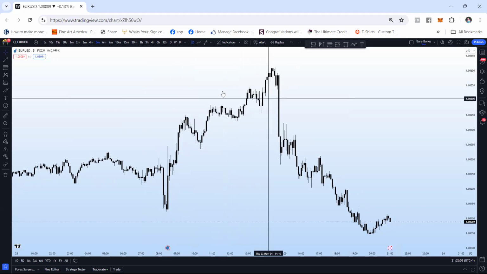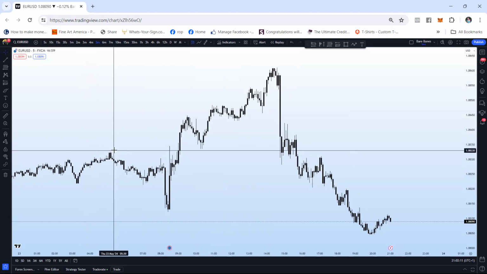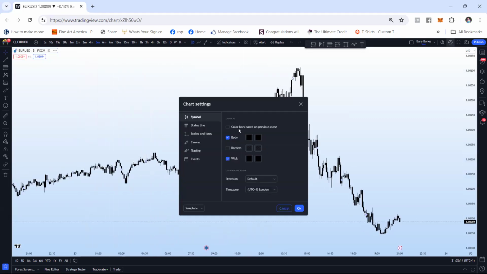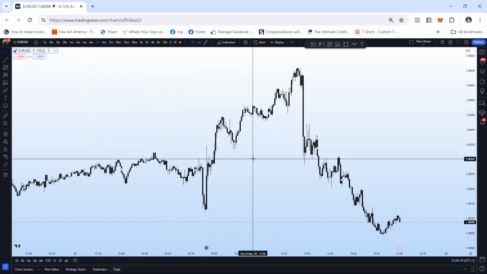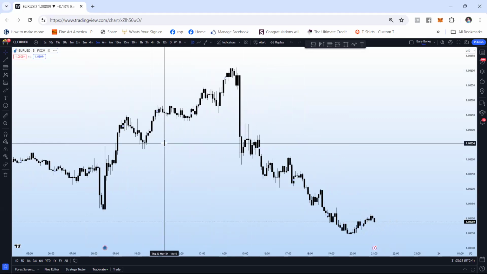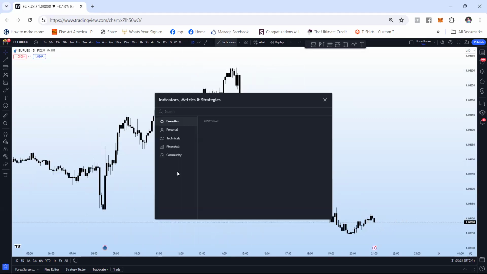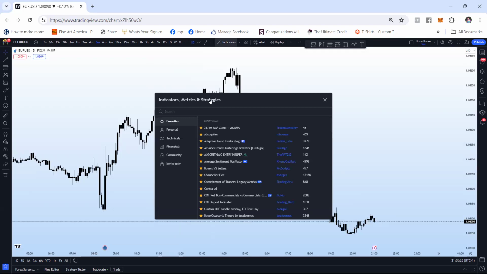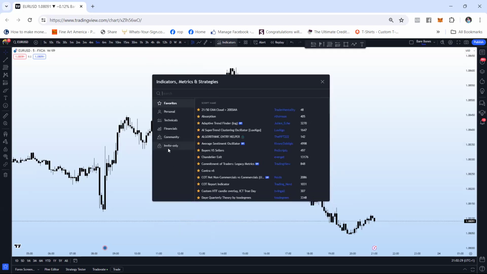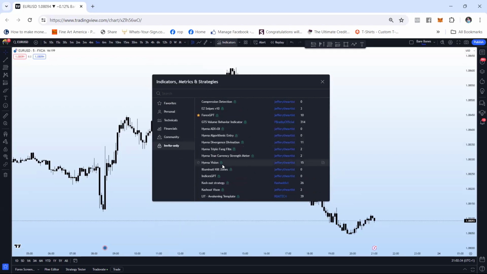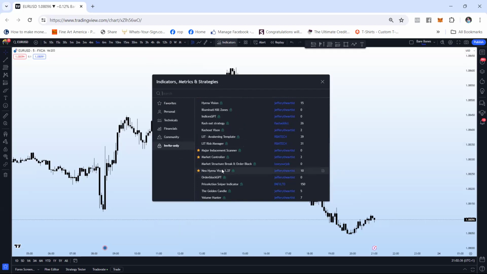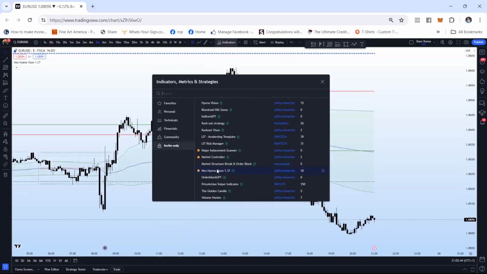Okay, so of course here we have the TradingView chart. My TradingView chart is customized. I just have black candles, as you can see here. And in order to add the indicator, you hit forward slash, right? That'll bring up your indicators and metrics and strategies. You go to invite only, right? And the Neo Hyena Vision is the first one you should be adding, by Jeffrey the artist. And I know you've already done this, Derek, but this is for everybody that comes after you, of course.